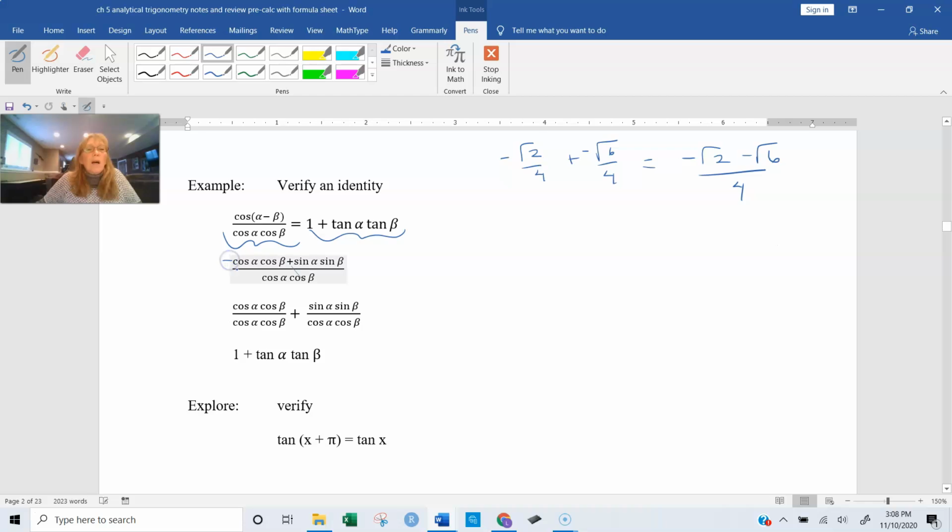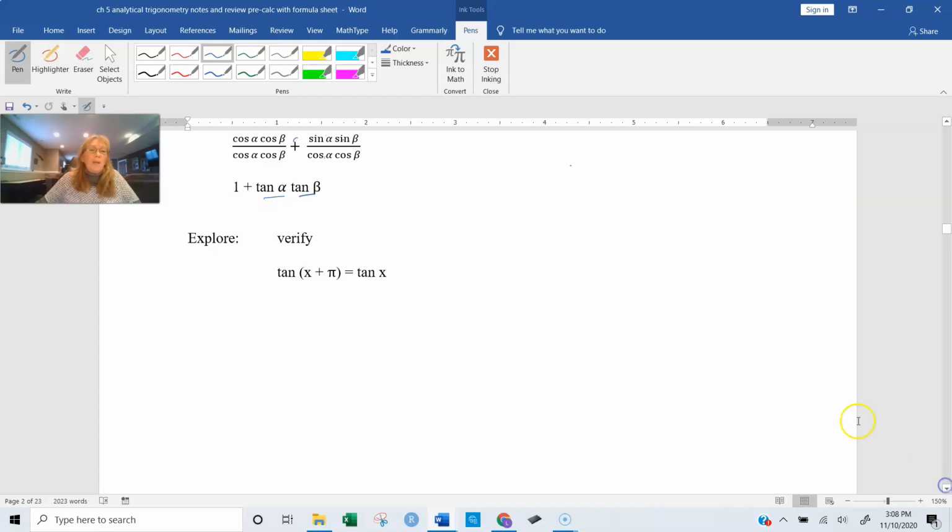So cosine alpha, cosine beta over cosine alpha, cosine beta, plus sine alpha, sine beta over cosine alpha, cosine beta. Well, this is 1, and this is really the sine over the cosine. So sine over cosine is tan of alpha, sine over cosine is tan of beta. Not near as hard as it looked, was it? All right, now it is your turn.